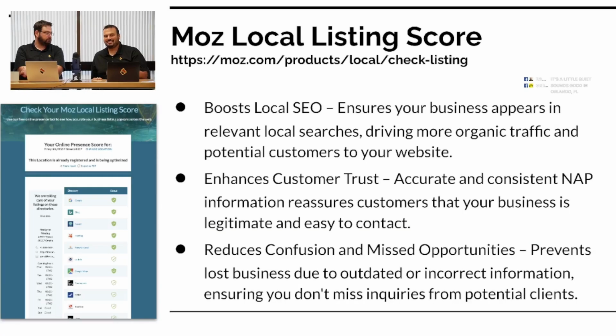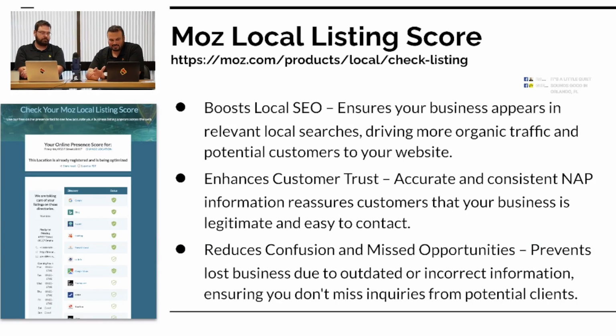One of the big things that's very simple to do is a free tool that Moz has. There's a link there to moz.com/products local listings. So this is the Moz local listing score. Moz is probably one of the largest SEO tools out there that you can use to see how you rank organically without doing a ton of work.